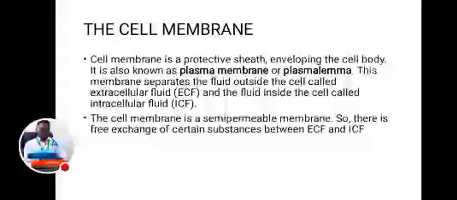Now, let's look at the physiology of the cell membrane. The cell membrane is a protective sheath enveloping the cell body. It is also known as the plasma membrane, or the plasmalemma. This is the membrane that separates the fluid outside the cell, called the extracellular fluid, from the fluid inside the cell, called the intracellular fluid. The cell membrane is a semi-permeable membrane, meaning that it allows certain substances to pass through the cell while refusing others. So there is a free exchange of certain substances between the extracellular fluid and the intracellular fluid.